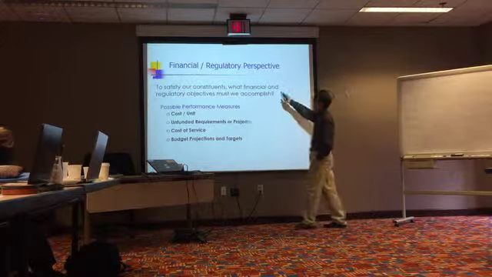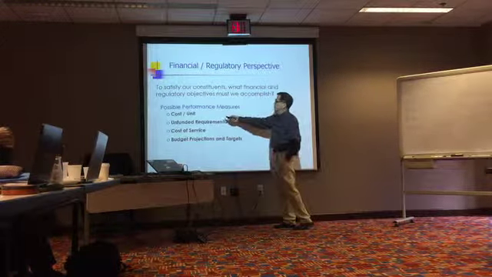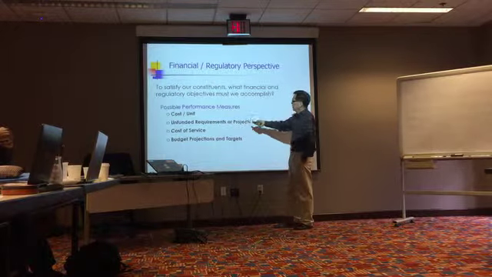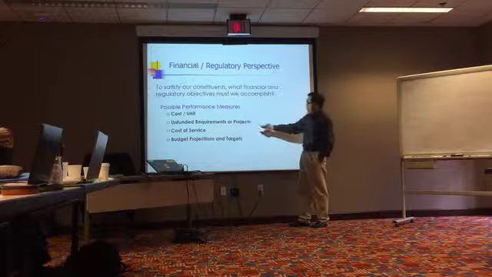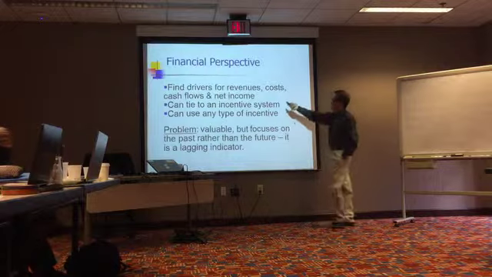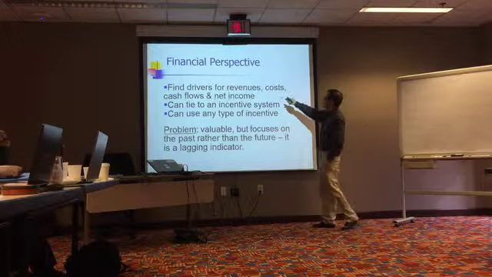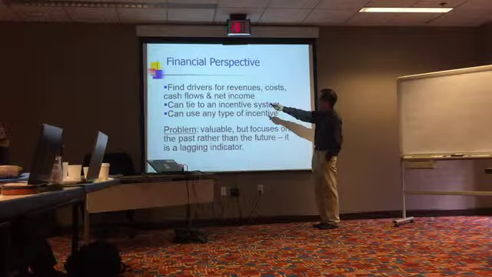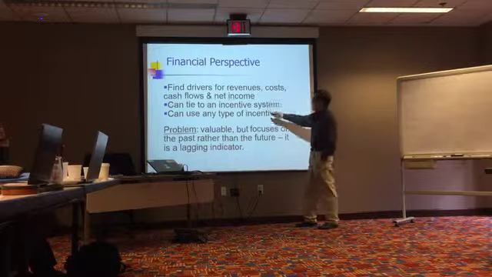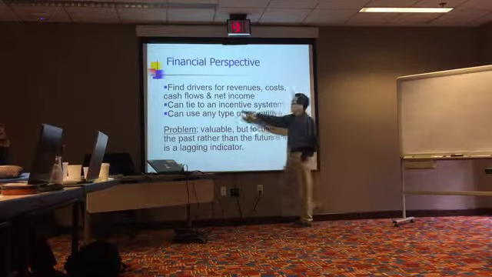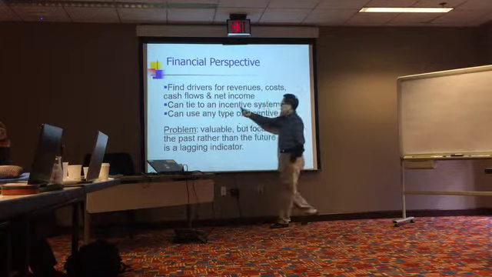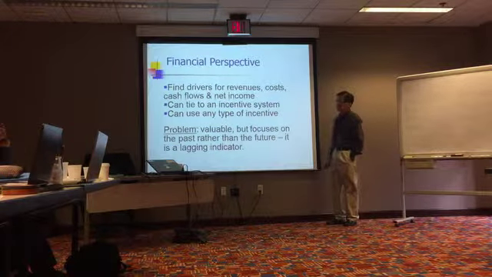Financial regulatory perspective: you have cost per unit, unfunded requirement for all projects, cost of service. Well, more details here. Drivers: find drivers, revenue, cost, cash flow, net income, which can tie to the incentive system. Here, incentive system.